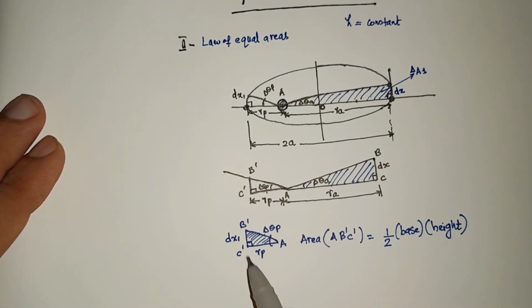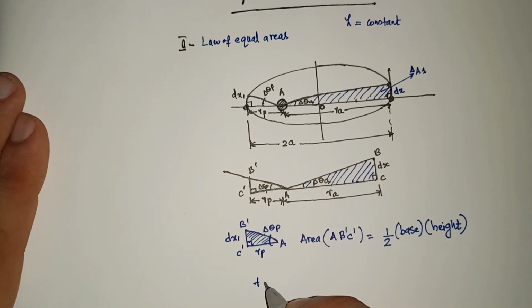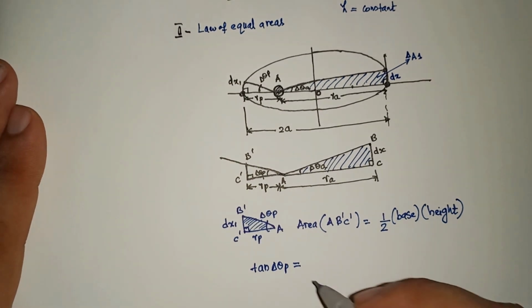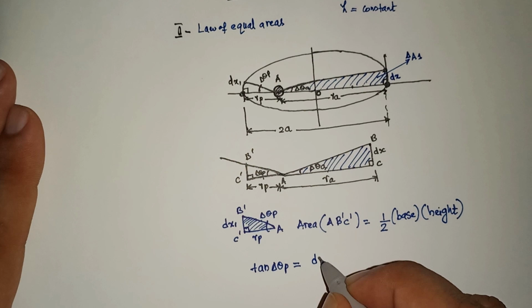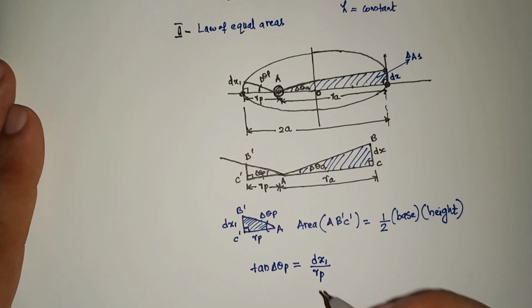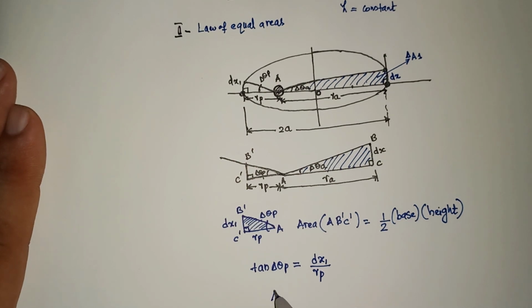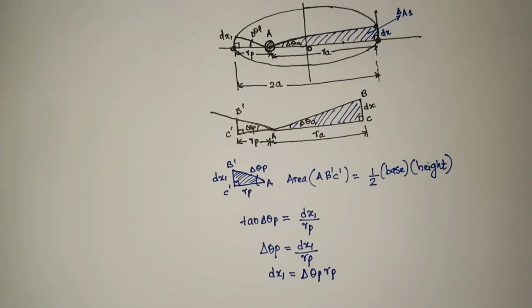Dx1 is going to be, if you have tan of a small angle delta theta p, then you can tell me that tan delta theta p is equal to the opposite side dx1 divided by rp. Now for tan delta theta p, again we make an approximation as delta theta p is small, so we go with delta theta p equal to dx1 divided by rp. So dx1 is equal to delta theta p into rp. I hope this is clear.